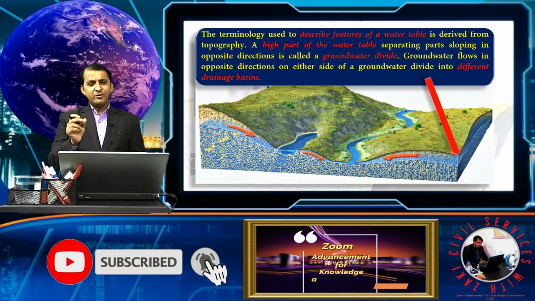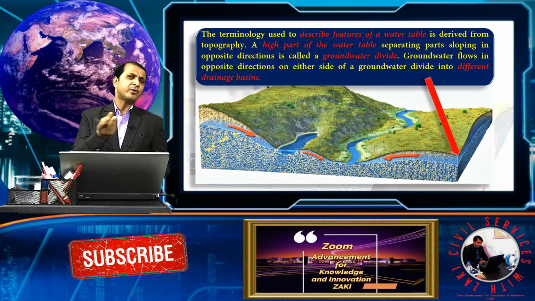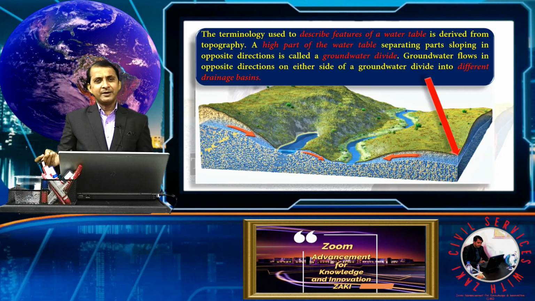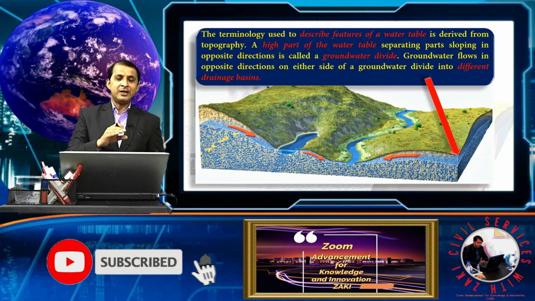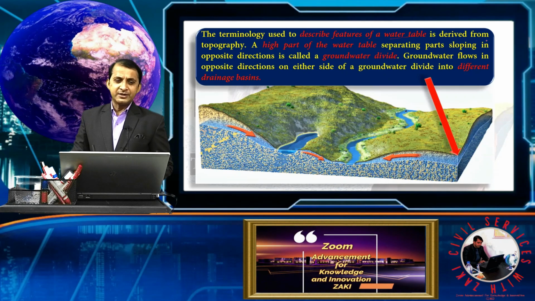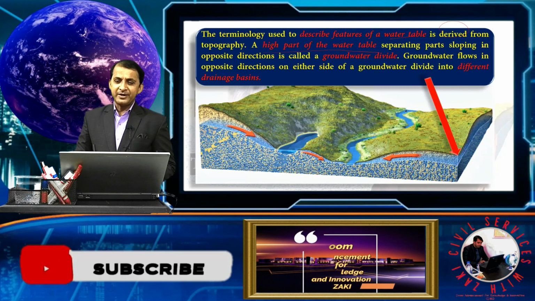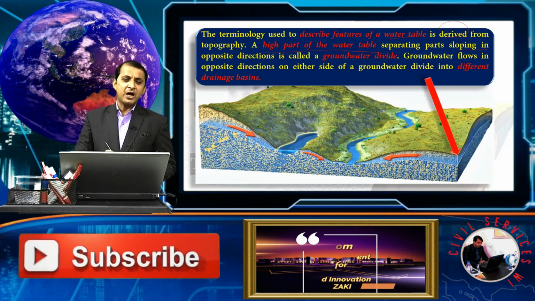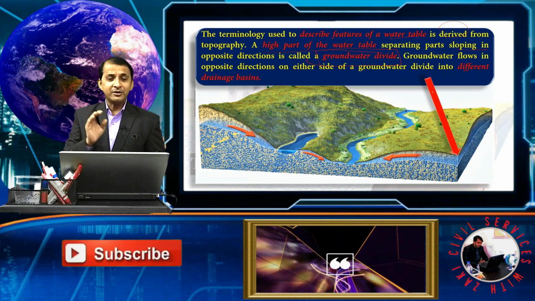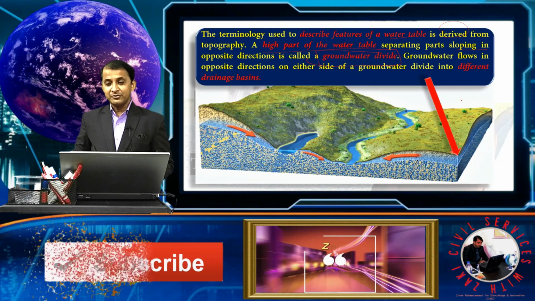So basically, the terminology regarding the water table is used to describe the features of the water table derived from the topography. Like the surface topography, if you have mountains, ranges, water divides and all that, that kind of terminology is also used in groundwater. The high part of the water table separating the slopes in opposite directions is called a groundwater divide. Like the water divide, the subsurface also has such a groundwater divide.